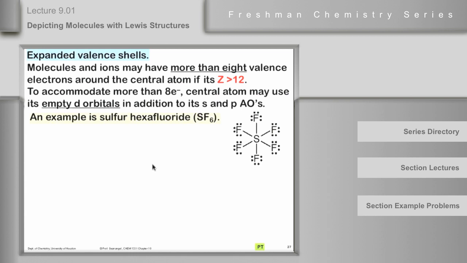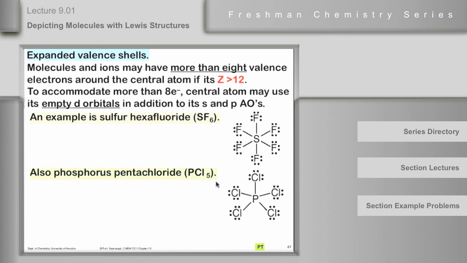Paper is much better. Okay, sulfur hexafluoride has a sulfur with 1, 2, 3, 4, 5, 6 single bonds. And that means 2, 4, 6, 8, 10, 12 electrons around the sulfur. Well, that's okay because sulfur has a Z value which is greater than 12, so it can accommodate more than 8 electrons. So this is called an expanded valence shell.